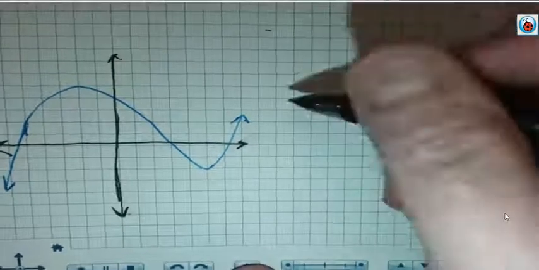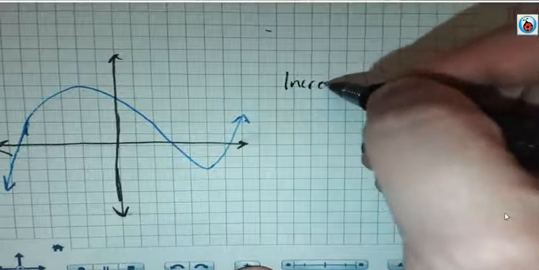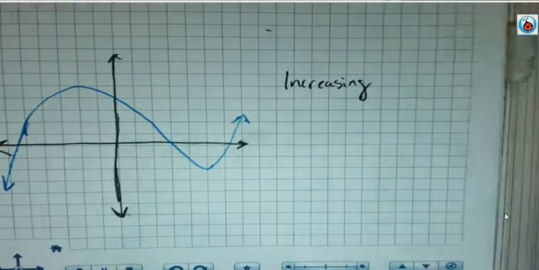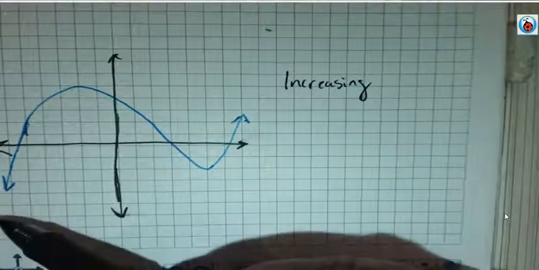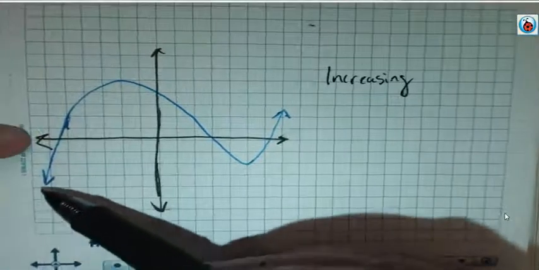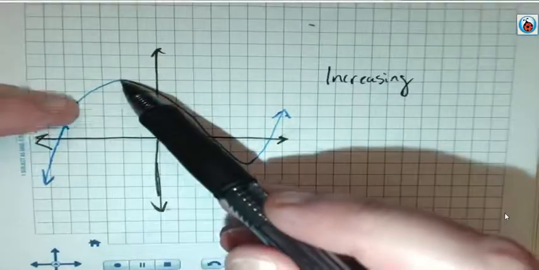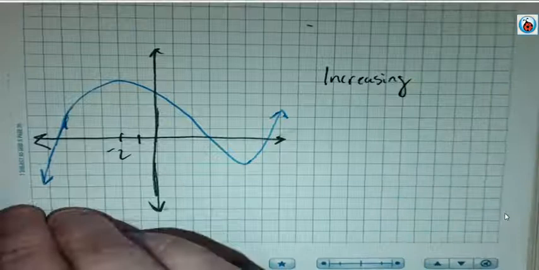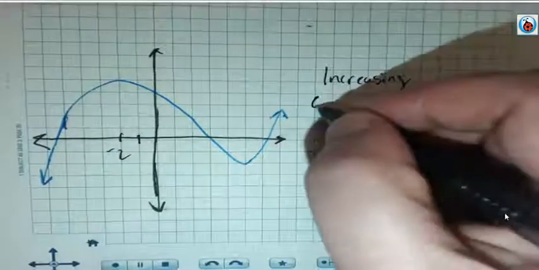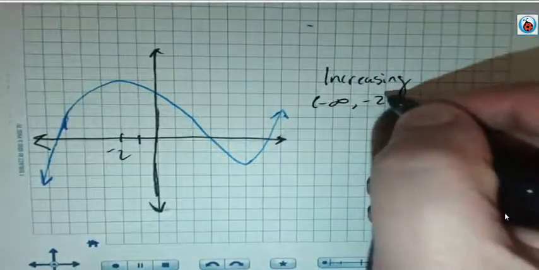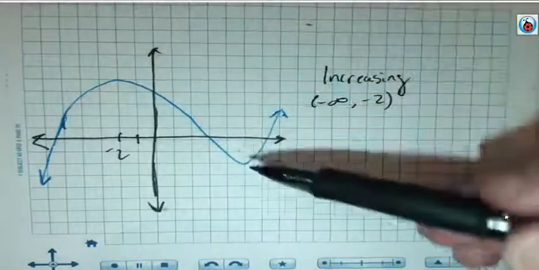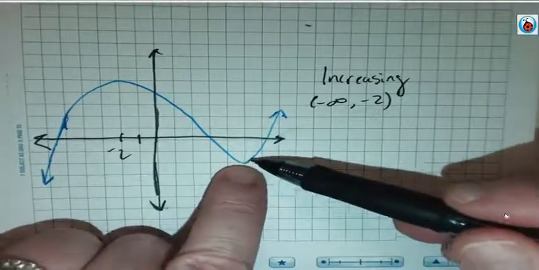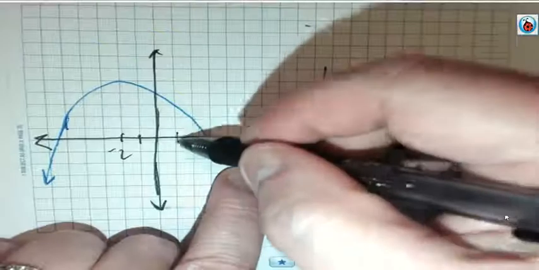Last example, where is this increasing? Well, moving left to right, where are we going uphill? Well, this is coming in from -infinity, and I go uphill until I get to here. So this is increasing when my x values are between -infinity and -2. Anywhere else? Yeah, once I get past here, I'm going uphill.